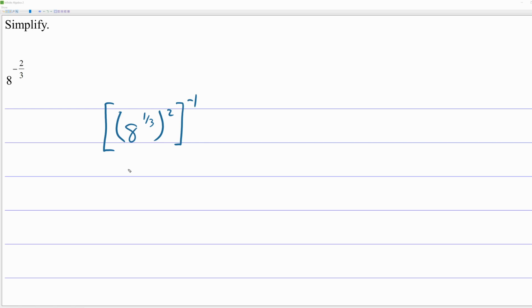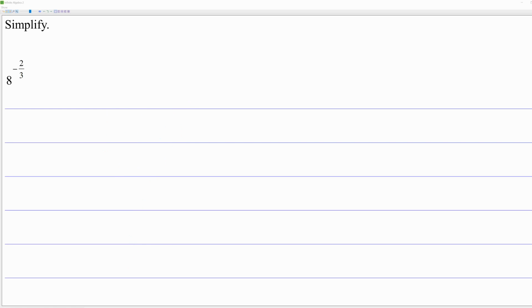8 to the 1/3 power, that means the cube root of 8, which is 2, because 2 times 2 times 2 is 8. We still have our power, we're going to square, and then we're going to deal with the negative exponent. So 2 squared is 4 to the -1. And our property for negative exponents is we take the reciprocal of our base, so the reciprocal of 4 is 1/4, and you change the sign of the exponent. So 4 to the -1 becomes 4 to the +1 when we move the 4 to the bottom, if you want to think about it in that way.